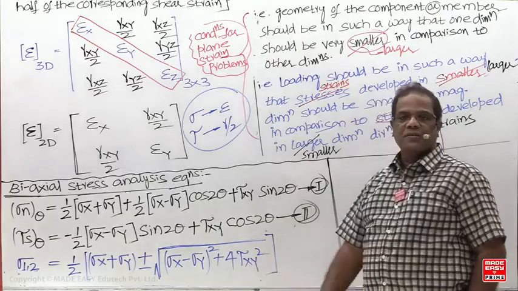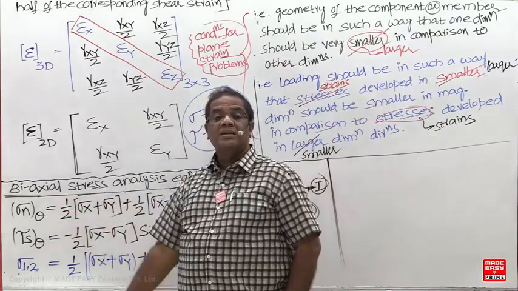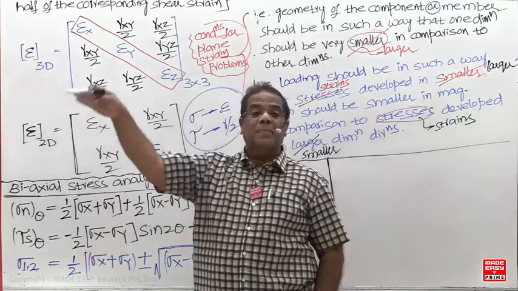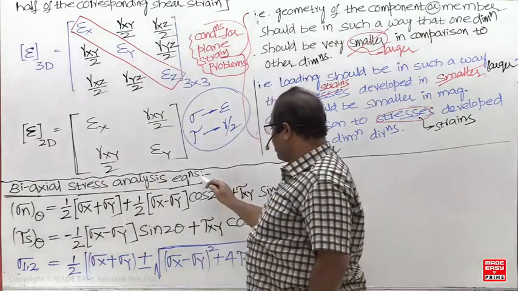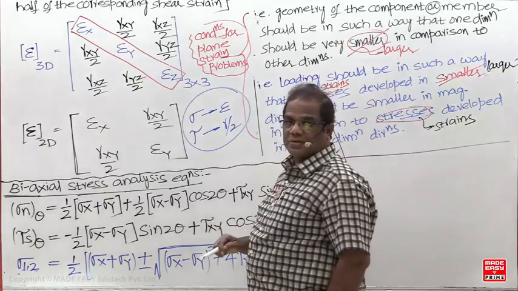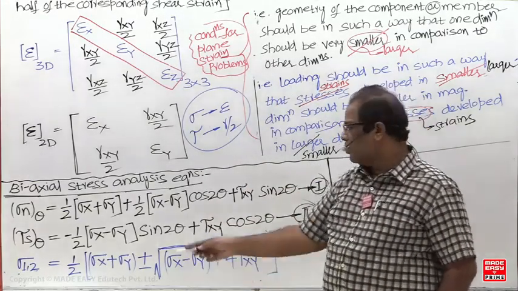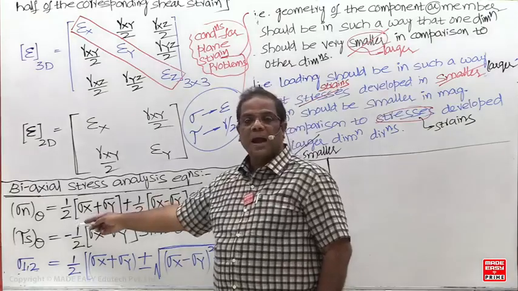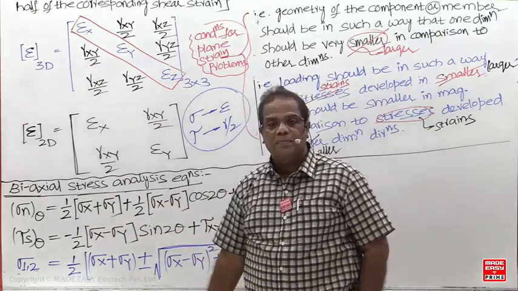Now add these two equations. This is one equation. Then how do we get the sigma at an angle of 90 plus theta? That is on the complementary plane. So here cos 180 plus 2 theta becomes minus cos 2 theta, and there is a minus sin 2 theta. Then add these two equations. You are going to get half sigma x plus sigma y plus half sigma x plus sigma y, which is equal to sigma x plus sigma y.